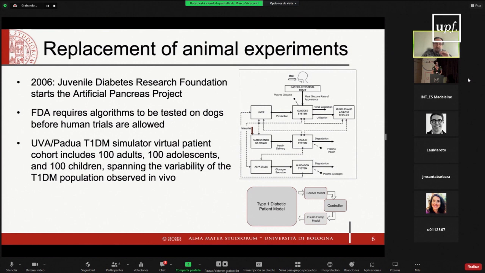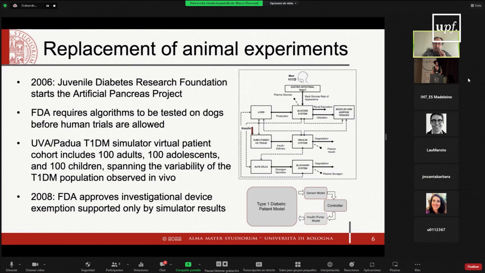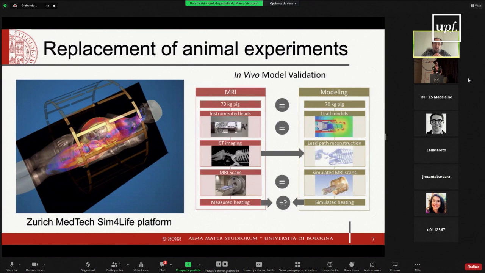So this didn't follow up. There was no major breakthrough for quite a few years after the 2008 approval. We have to wait until many years after, when recently the FDA accepted as a possible replacement for animal experiments a complete in silico pathway to demonstrate the so-called MRI safety. Medical devices that are implanted in the body may create problems if the patient wearing the device then has to undergo an MRI.